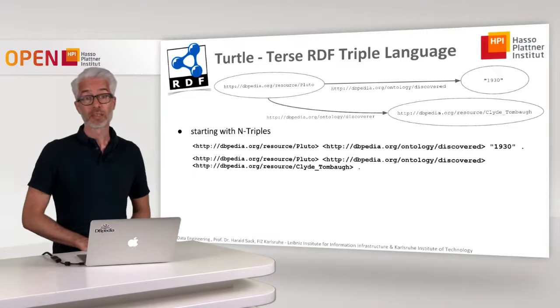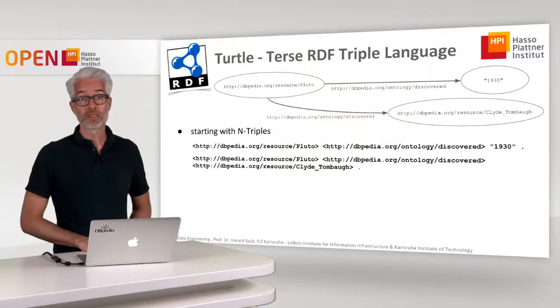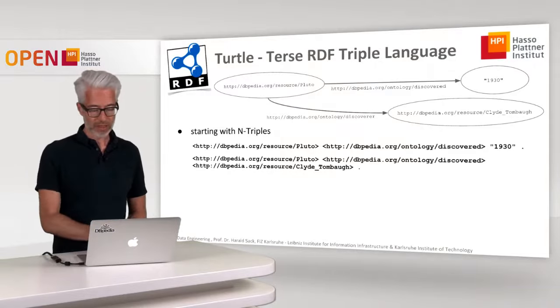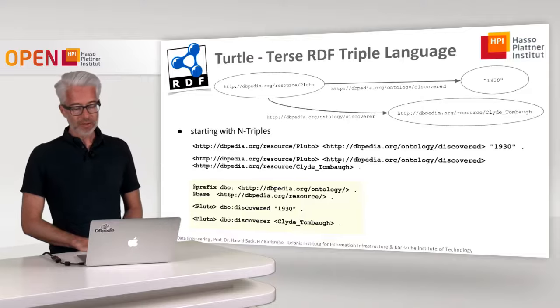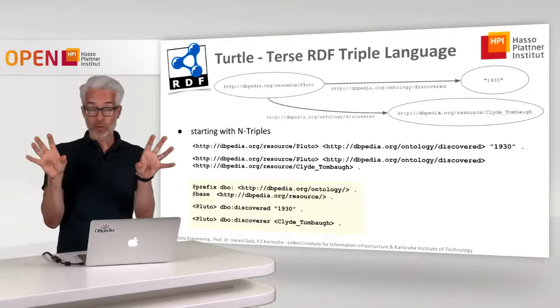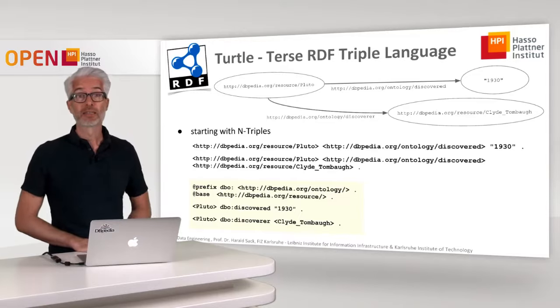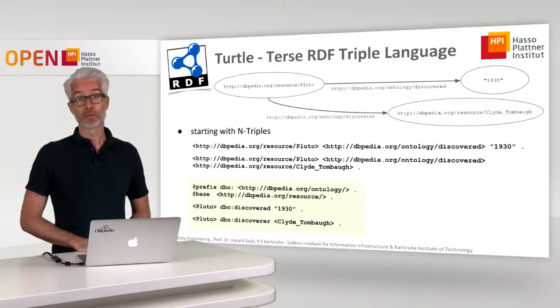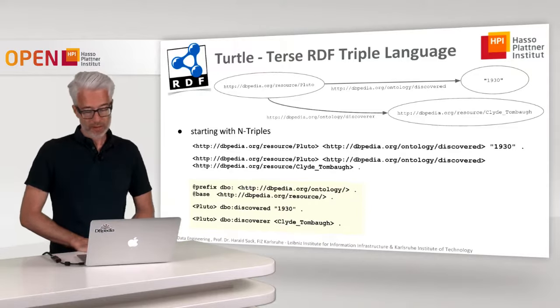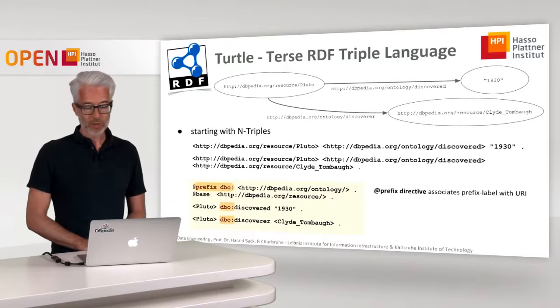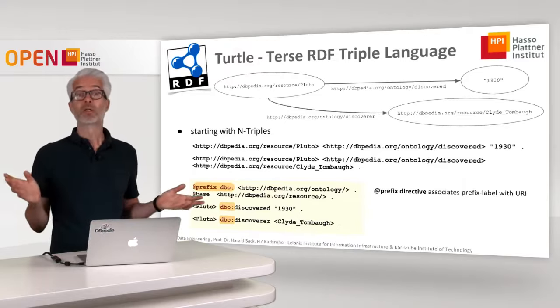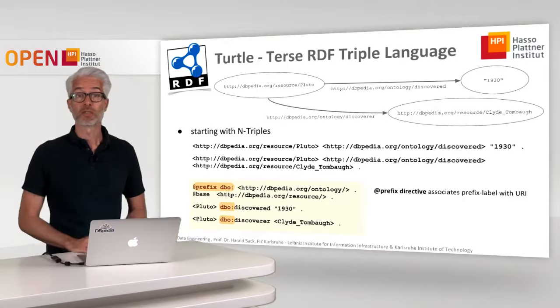The n-triple representation, as we have already told you, is the most simple representation there. So you see, starting with n-triples, you can directly transform these facts into Turtle, the terse RDF triple language, which is quite simple or quite handy. So what you can do here, for example, is abbreviation. We have already talked about that.